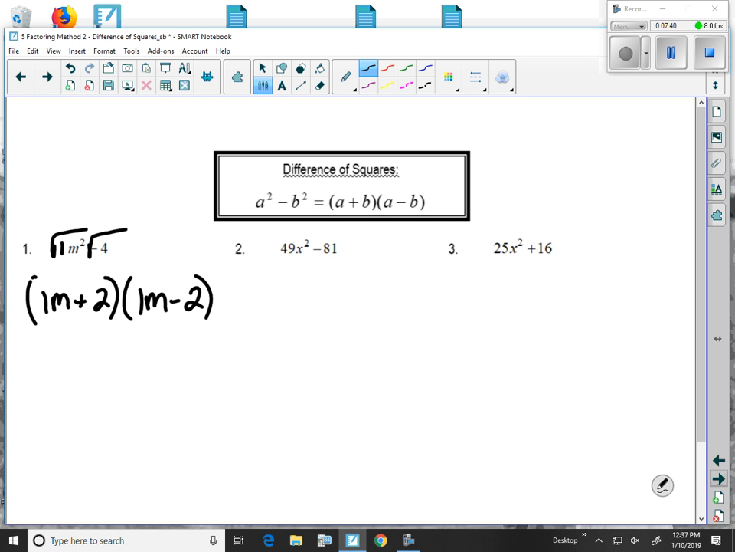All right, here, 49 and 81. Do we have perfect squares there? Yes. Okay, so we're going to go ahead and take our square roots. What's the square root of 49x squared? 7x. Good. What's the square root of 81? 9. So we'll have 7x plus 9, 7x minus 9. What's your question? Yeah, so it doesn't matter. One of them just has to be negative, one has to be positive. If you put 7x minus 9, then 7x plus 9, it's fine. Yep. All right, next one.